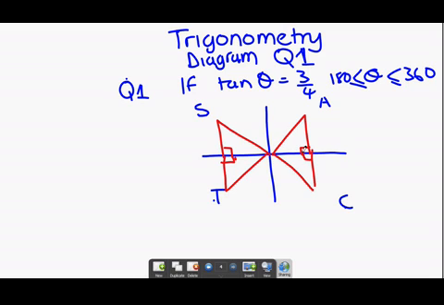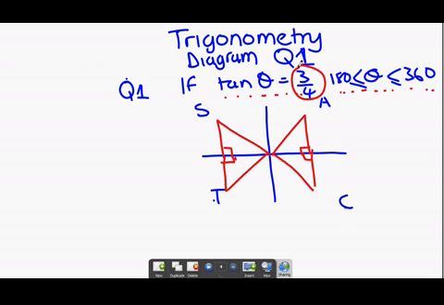Now, when you look at that, I have 4 triangles, and only one of those 4 triangles is going to represent this condition, according to the domain that we've been given. So we want to know which of those triangles it is. So now I will look at my tan theta. If I look at my tan theta, I will notice that tan theta is positive.